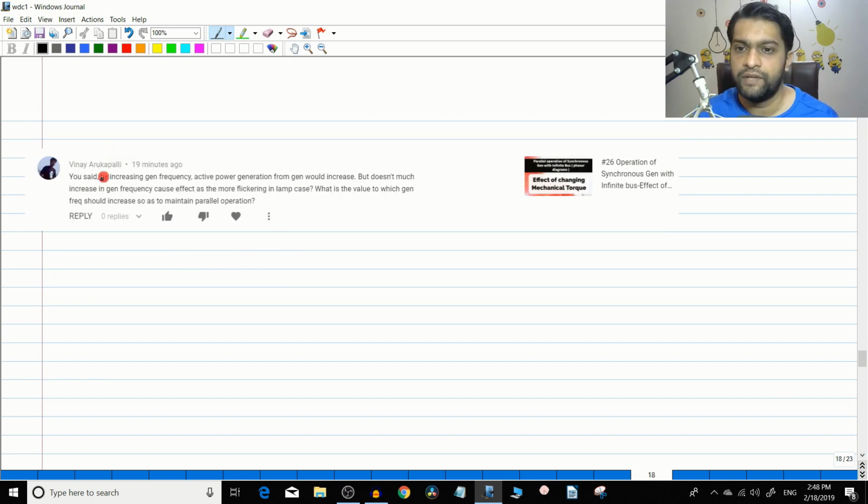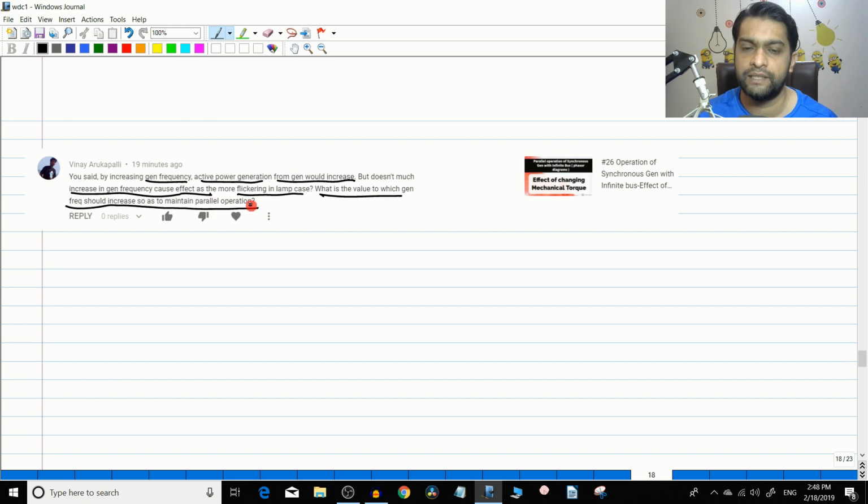Okay. Vinay is asking one question. You said that by increasing generator frequency, active power generation from the generator would increase. But doesn't that much increase in generator frequency cause effects such as more flickering in the lamp case? What is the value to which the generator should increase so as to maintain the parallel operation?